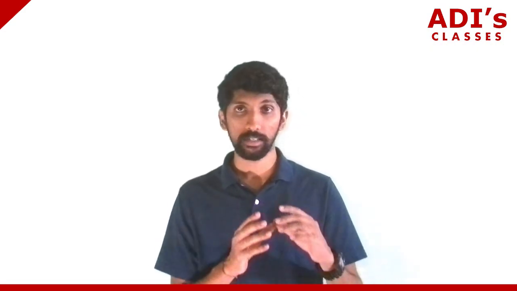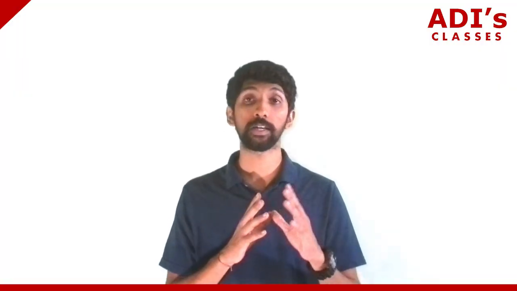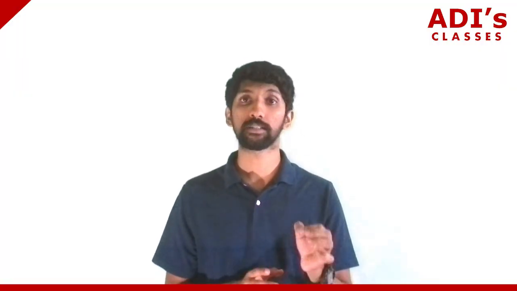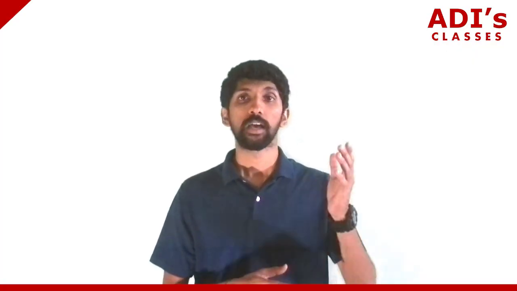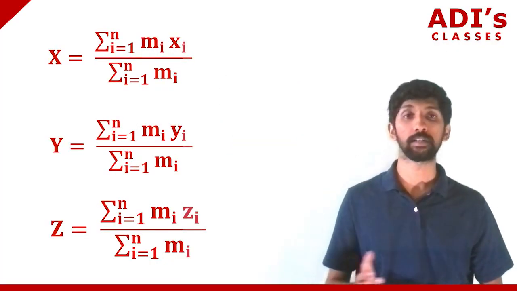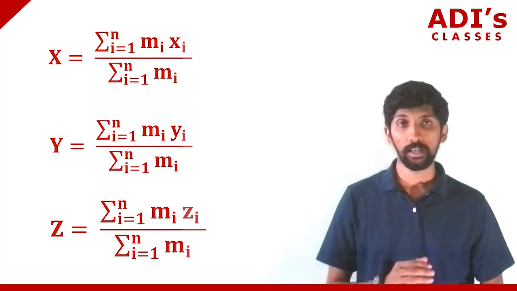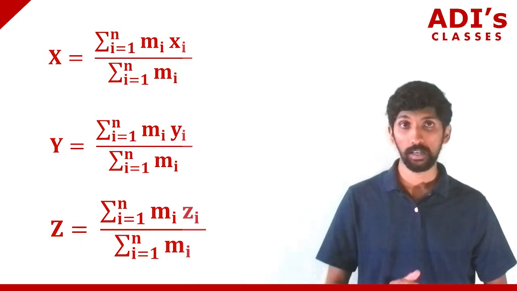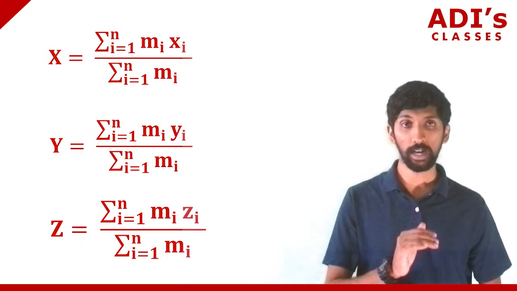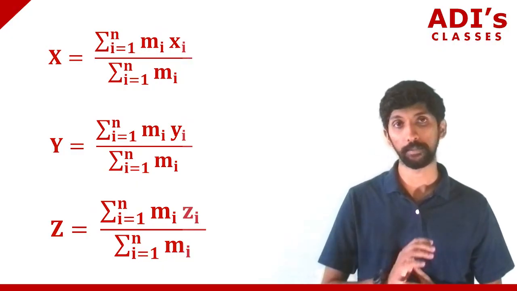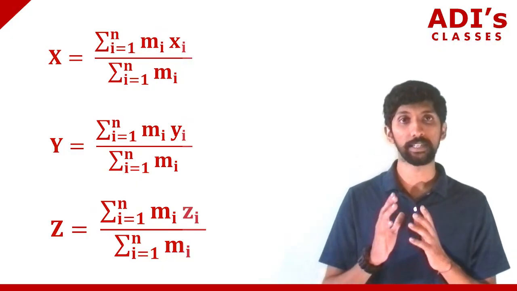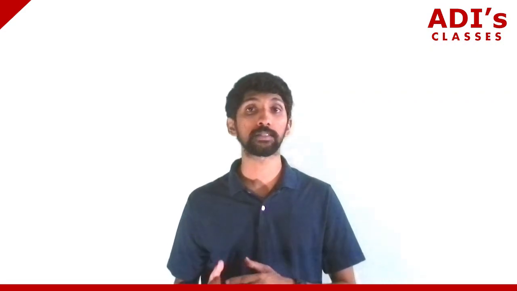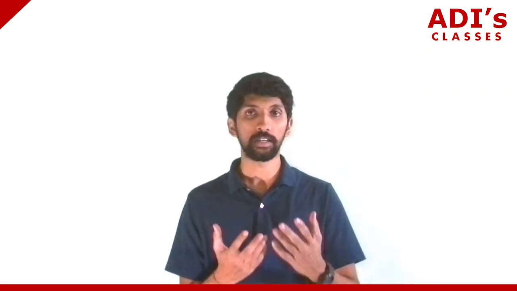Again I'll repeat, the center of mass is where the overall mass is concentrated, and the formula for this is sigma mi xi divided by sigma mi, sigma mi yi divided by sigma mi, and sigma mi zi divided by sigma mi. So this is the center of mass. In the next video you will see different types of formulas and mathematical relations related to the center of mass.